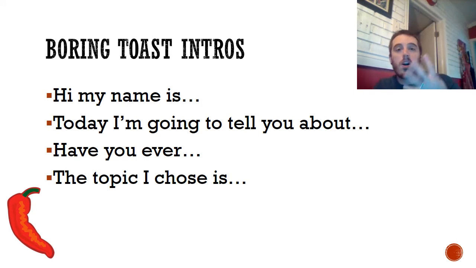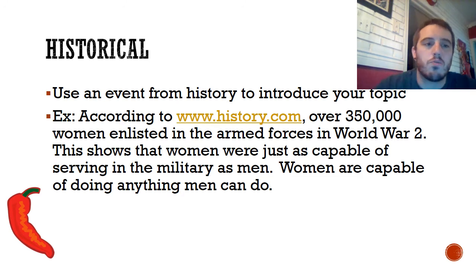Now, there are 4 spicy introductions. The first one is historical. A historical introduction uses an event from history to introduce your topic. For example, it could be from any point in history. It could be from World War II. It could be from the Revolutionary War. It could be from the Civil Rights Movement. It could be from the 80s. It could be from 2 years ago. Okay, anything from history that's going to hook the reader in.